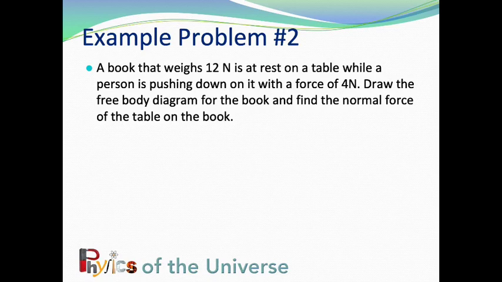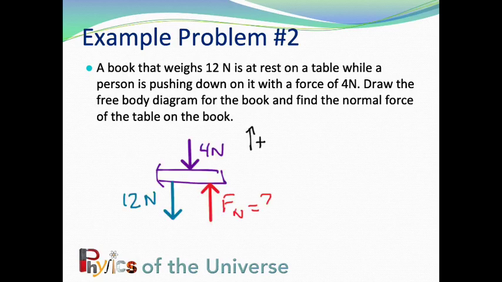So let's do another example problem. A book that weighs 12 newtons rests on a table while a person is pushing down on it with a force of 4 newtons. Draw the free body diagram for the book and find the normal force of the table on the book. Okay, here we go. I set it up. I have my book. I have my normal force pushing up. I don't know how much that is. I have the weight of the book, which is 12 newtons, pushing down.